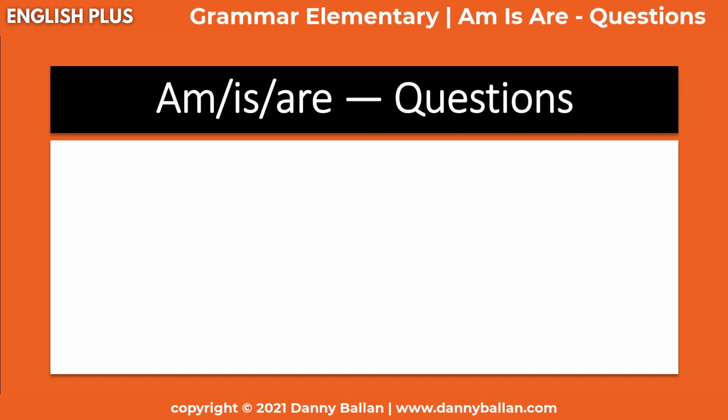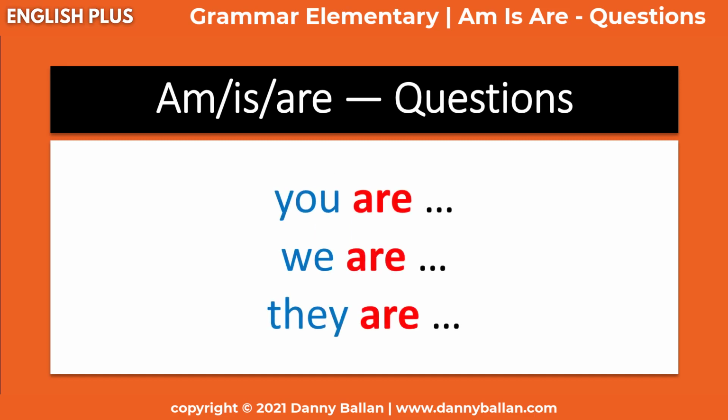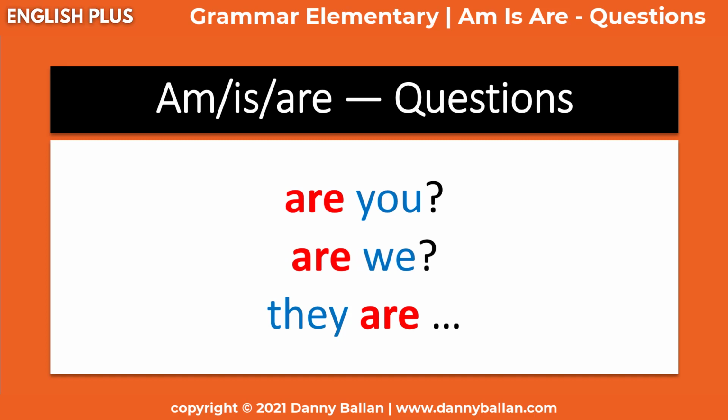And now for the others. We have you are, we are, and they are. And we do exactly the same thing if we want to create questions. We put are first. So for you are, we say, are you? And for we are, we say, are we? We put are first, and then we say we. And then for they are, we say, are they? So very simply, this is the way to create questions using am, is, are.